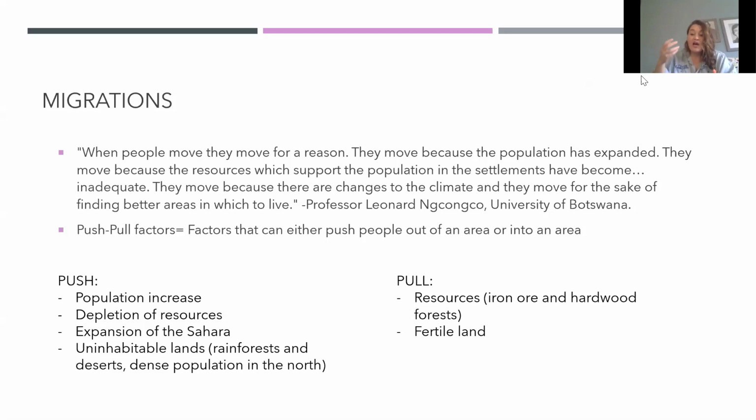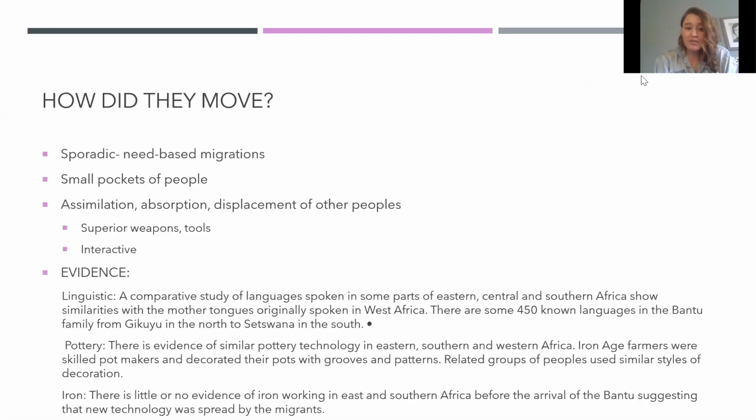Resources, particularly iron ore and hardwood, so that they can burn wood for their iron forges. And they're looking for, as we know, fertile land, always looking for fertile land. And the Bantu people are an agriculture-based people during this time period. So they need these resources. They depend on their iron forges. They depend on their agriculture. So they start to move.